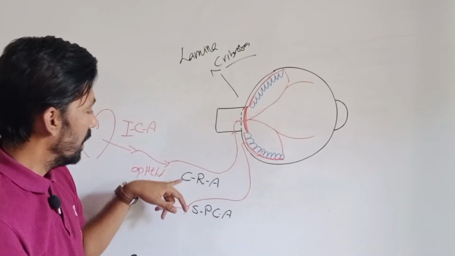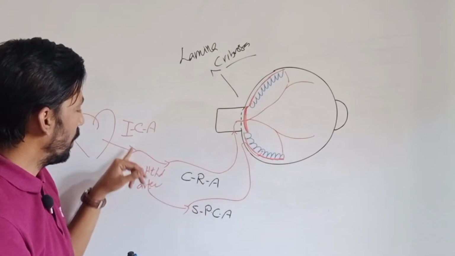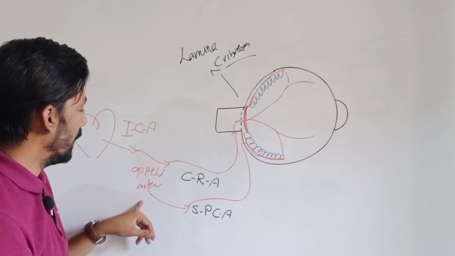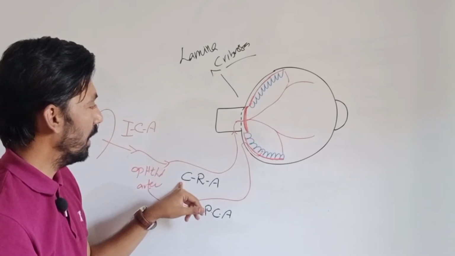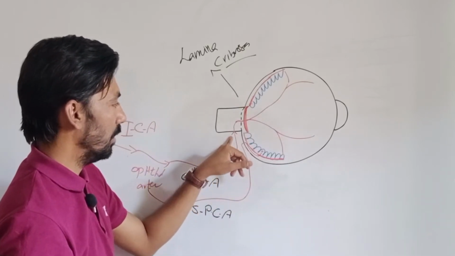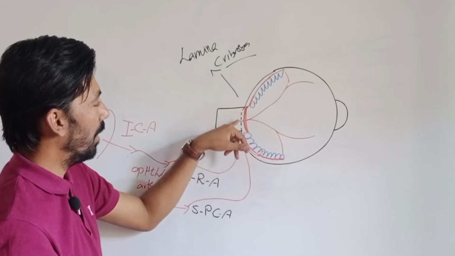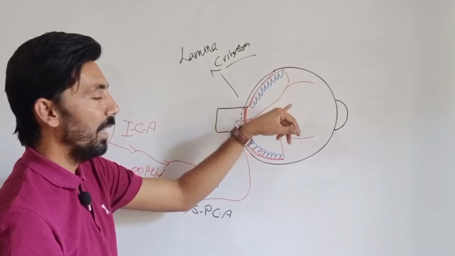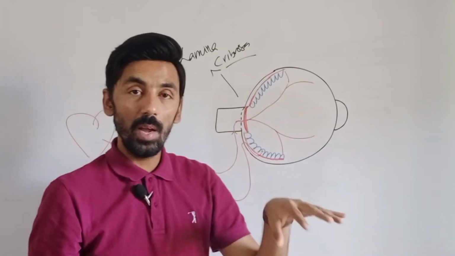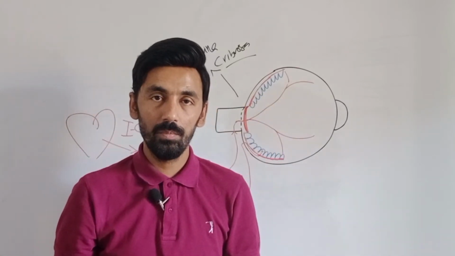And the central retinal artery, which is coming the same way, internal carotid artery, ophthalmic artery, and then central retinal artery, it will pierce into the optic nerve, the dura mater of the optic nerve, then the lamina cribrosa, optic disc, and then it will give supply to the inner 5 layers of the retina, right?